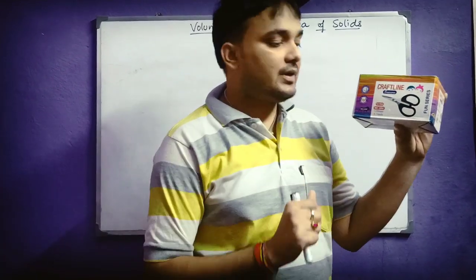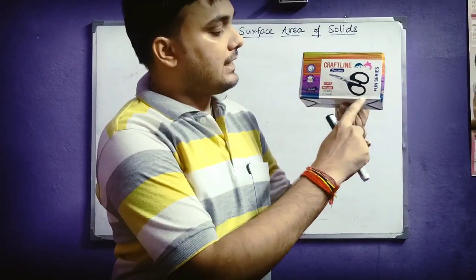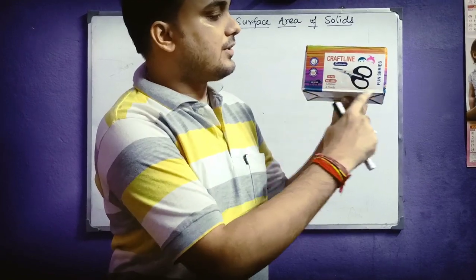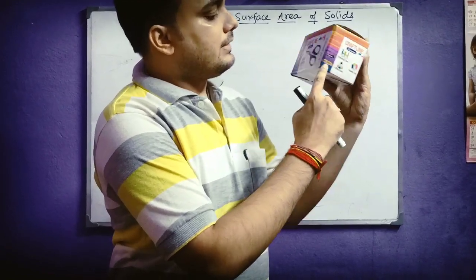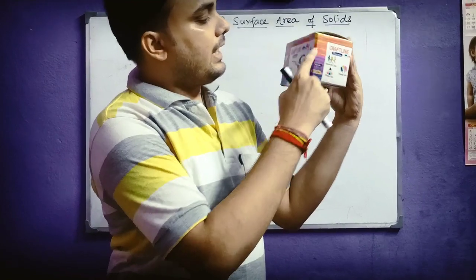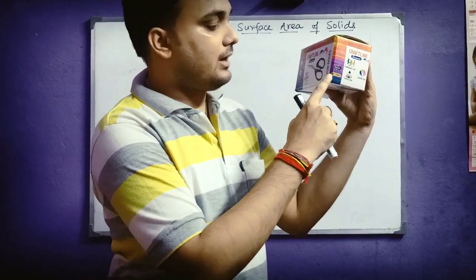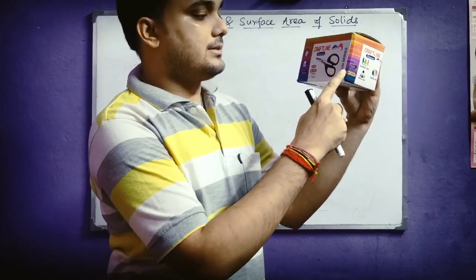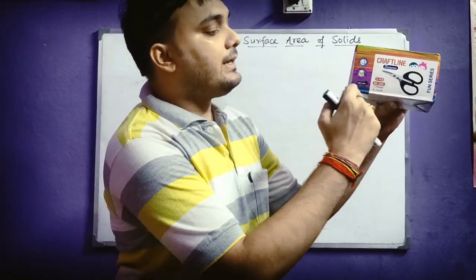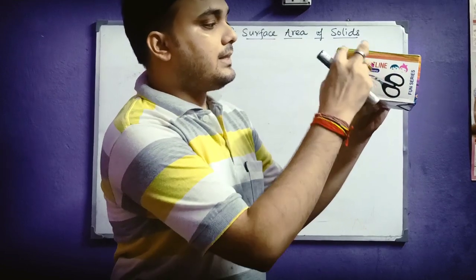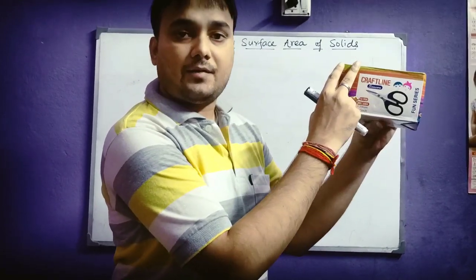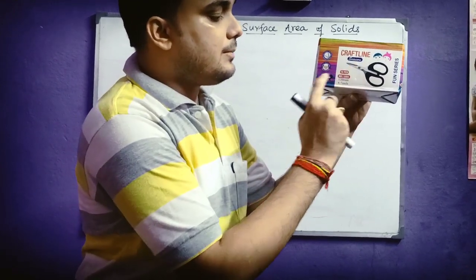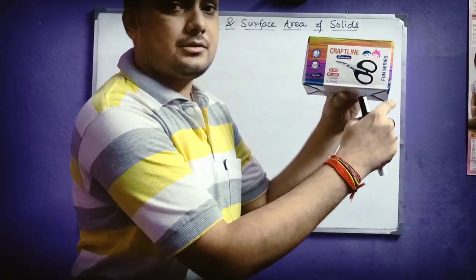Suppose, pay attention very nicely, this is the length of the cuboid, this is the breadth and this is the height. I repeat, this is the length, this is the breadth and this is the height. So what will be the area of this face? This is rectangular in shape and the area of the rectangle is length into breadth. So area of this face will be length into height.